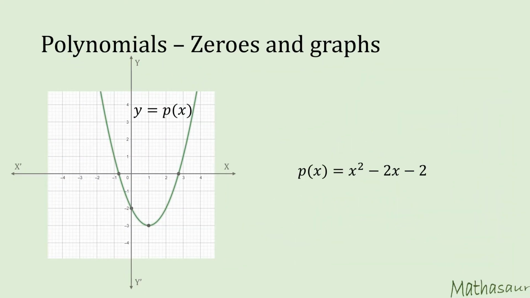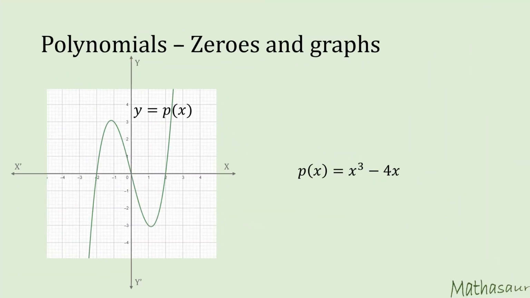Let us look at another polynomial. It is intersecting the x-axis at 2 points, also known as zeros of this polynomial. Note that the degree of this polynomial is also 2. Let's look at another. If we count the number of intersection points with the x-axis, we see there are 3 zeros. Note that the degree of this polynomial is also 3. Isn't it interesting? The number of zeros is equal to the degree of the given polynomial.